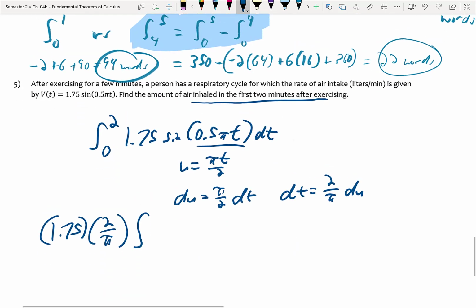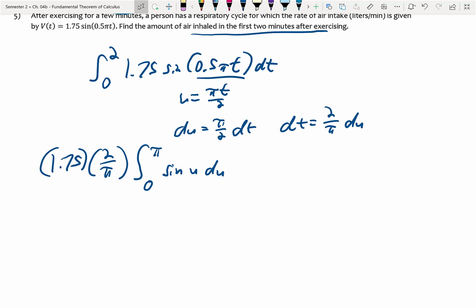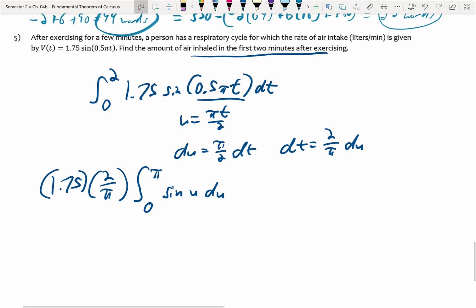Remember, you have to plug 0 in, and you have to plug in 2. What do you get when you plug 2 into that? Pi. So you get the integral from 0 to pi of the sine of u du. I plugged 2 into here.